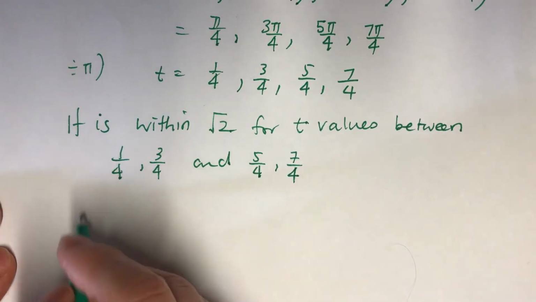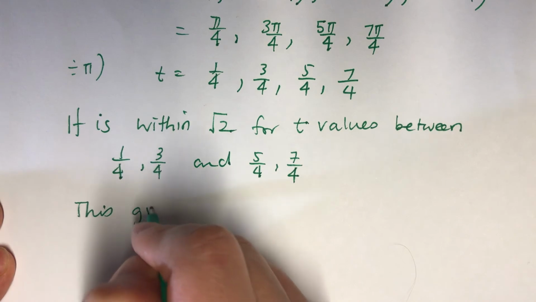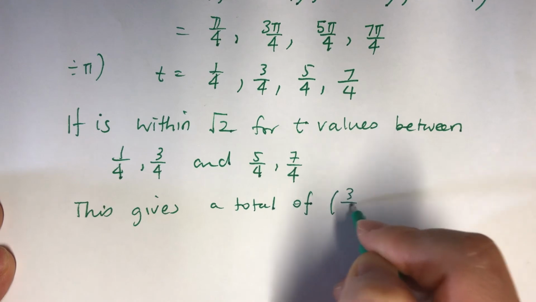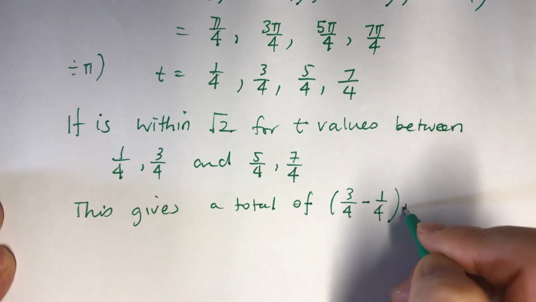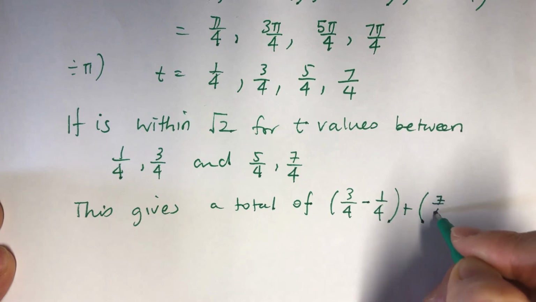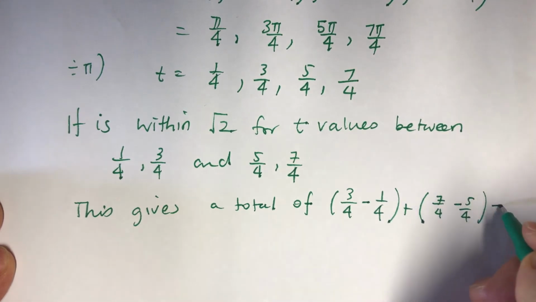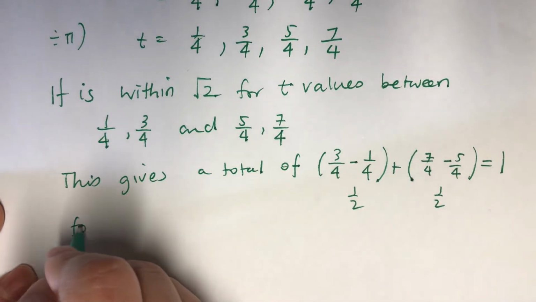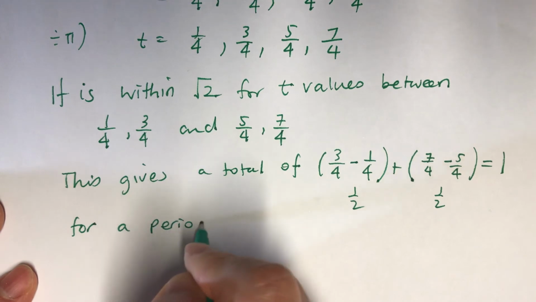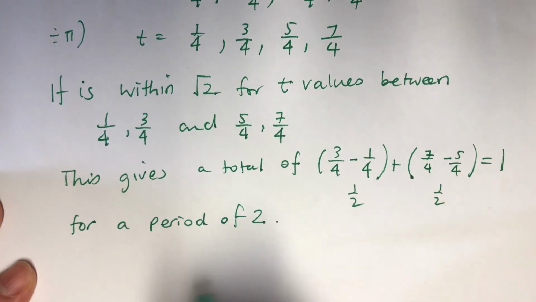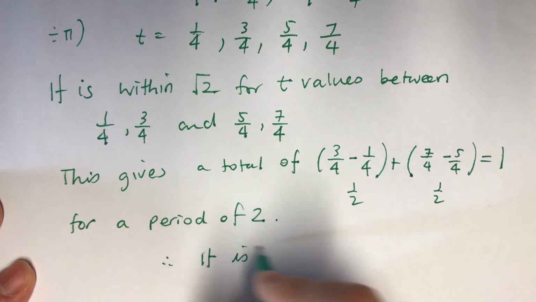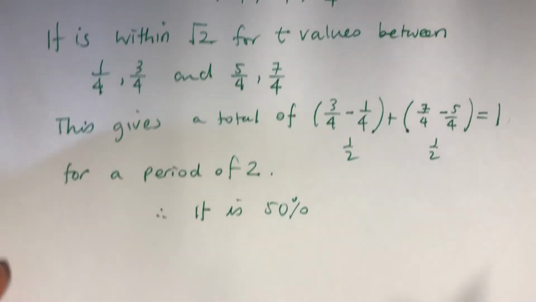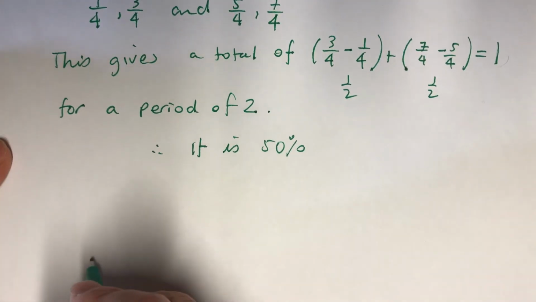Now also this gives a total of 3 over 4 take away 1 over 4, plus 7 over 4 minus 5 over 4, equals 1, because that's half, and for a period of 2, because that's what we got, therefore it is 50%, because 1 over 2 times 100 is 50. Now you might think, what does all that mean, miss?